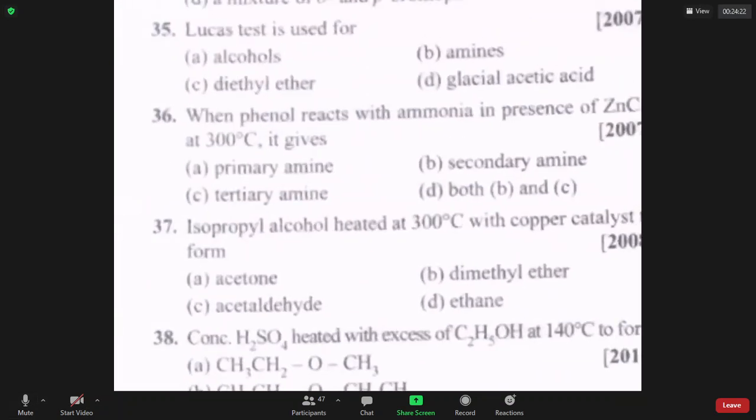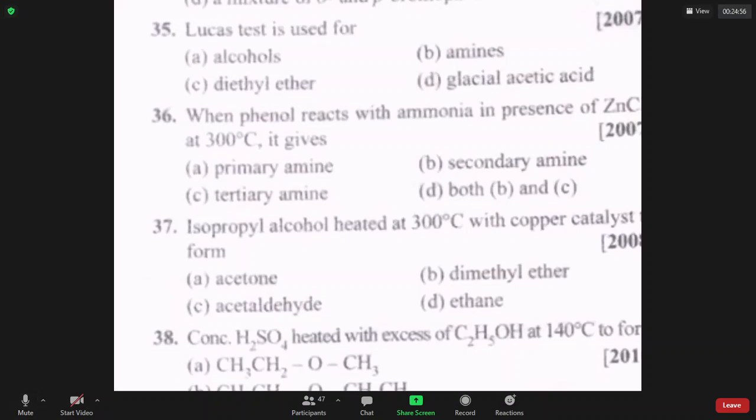What is the Lucas test used for? Lucas test is used to identify primary, secondary, tertiary alcohols. Lucas reagent is a paste of zinc chloride and HCl. Only tertiary alcohol reacts immediately at room temperature to give cloudiness. Secondary alcohol reacts in 5 to 10 minutes to give cloudiness. Primary alcohol does not react at room temperature. Do we remember, sir? Lucas reagent is a paste of ZnCl2 and HCl.